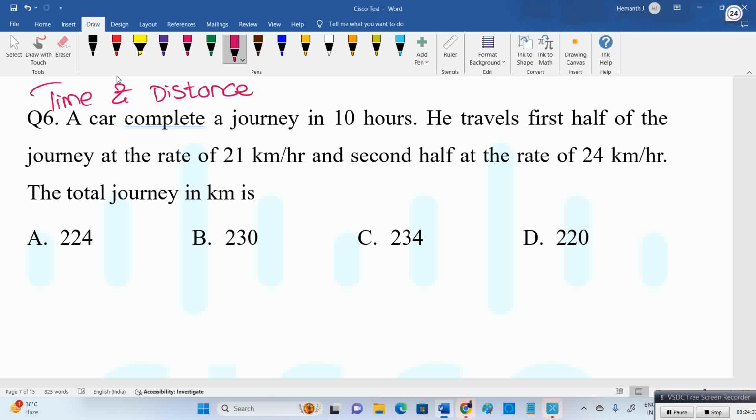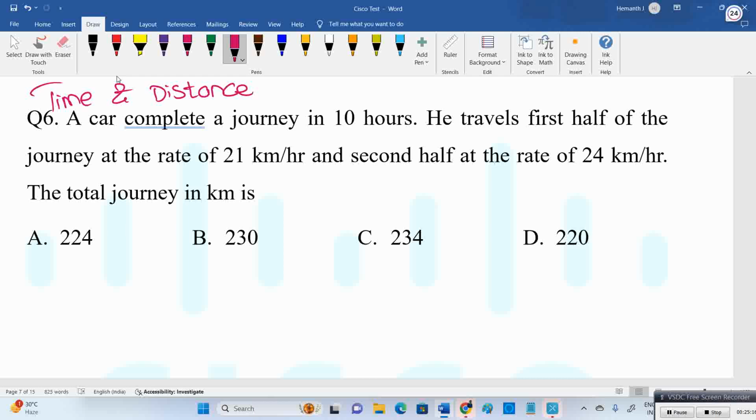A car completes a journey in 10 hours. He travels the first half of the journey. Very important here, first half of the journey means half of the distance, not timing. Many people have a wrong perception here. In 10 hours, first half means 5 hours, next 5 hours? No. First half of the journey means half of the distance. You want to travel 200 kilometers, then 100 kilometers at 21 kilometers per hour, remaining 100 kilometers at 24 kilometers per hour. Half of the journey is related to distance, not timing, please.